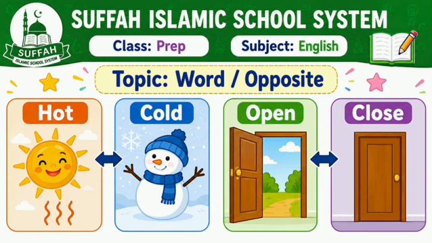Okay, so in the first picture we have a sun, and you know sun is hot. In the summer season the sun is really hot. So our first word is hot, and the opposite of hot is cold. Hot, cold.